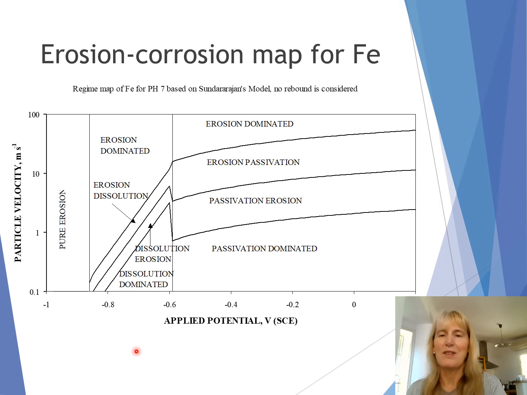It was my student Nigel Corlett that generated this particular diagram. This is particle velocity versus applied potential. We get the pure erosion dominated regime here, and these are the dissolution and passivation dominated regimes here. If we ramp up the velocity here, we go from dissolution dominated to erosion dominated, and passivation dominated to erosion dominated here.